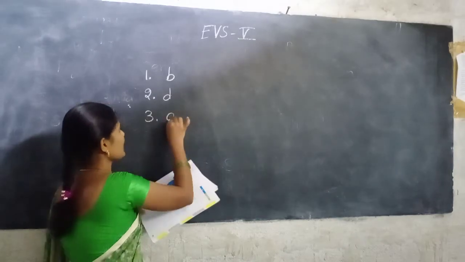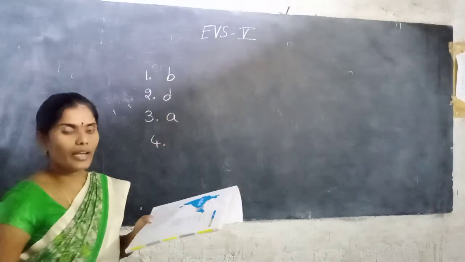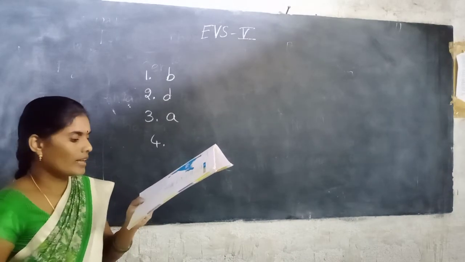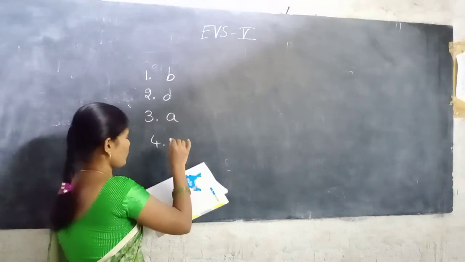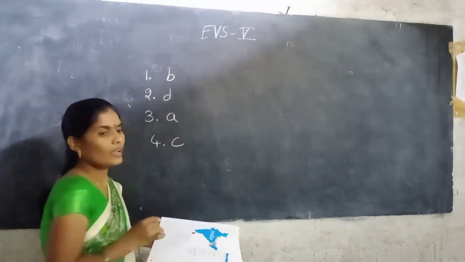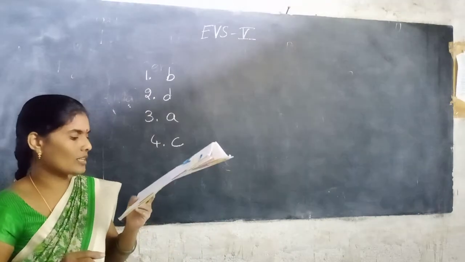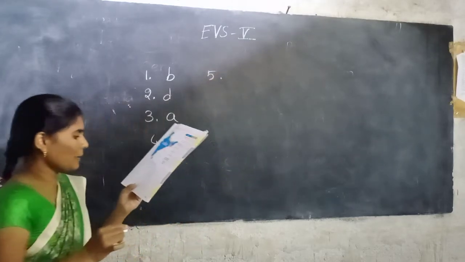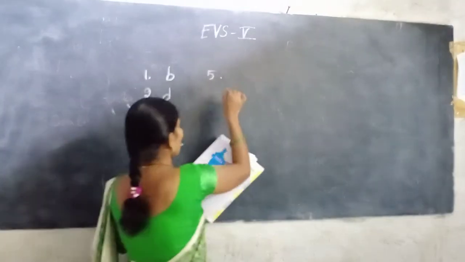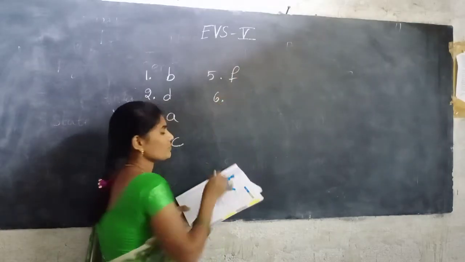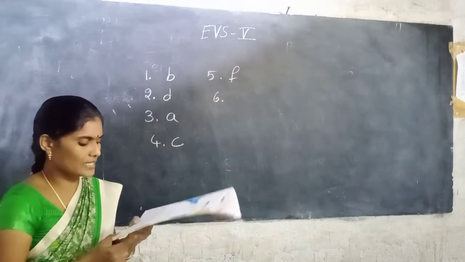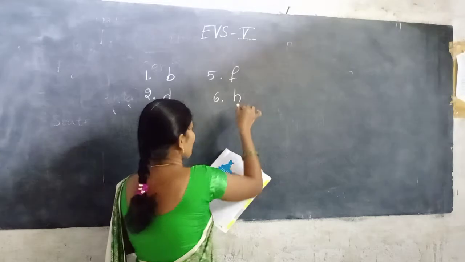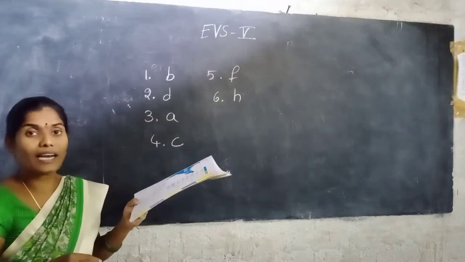China, Beijing. A. Sri Lanka, Sinhalese. Fourth one is C. Fifth one, Nepal, Nepalese. F. Bangladesh, Bengali. H.